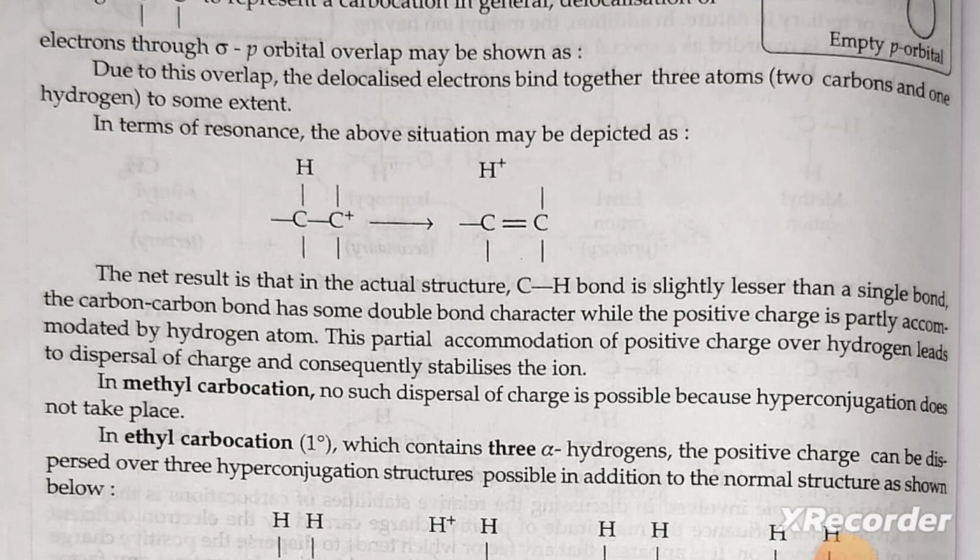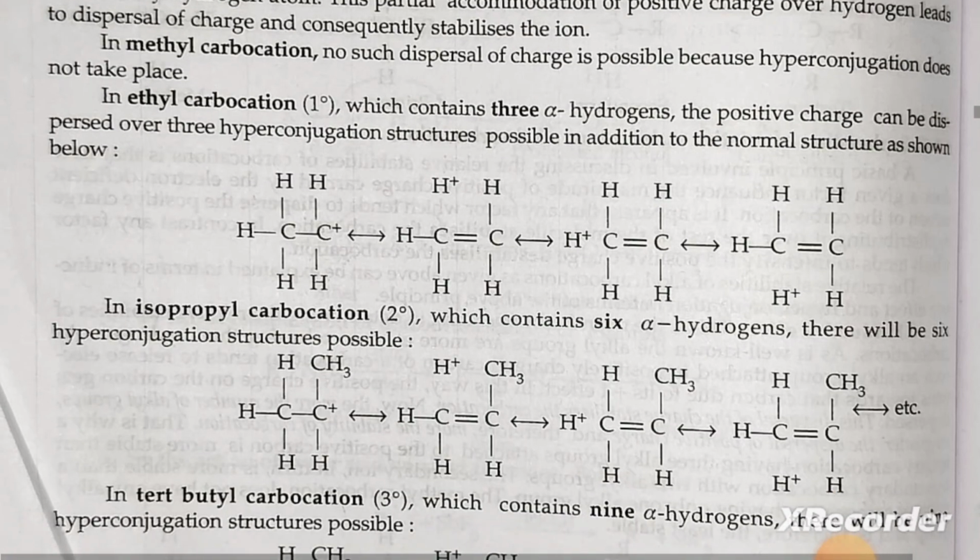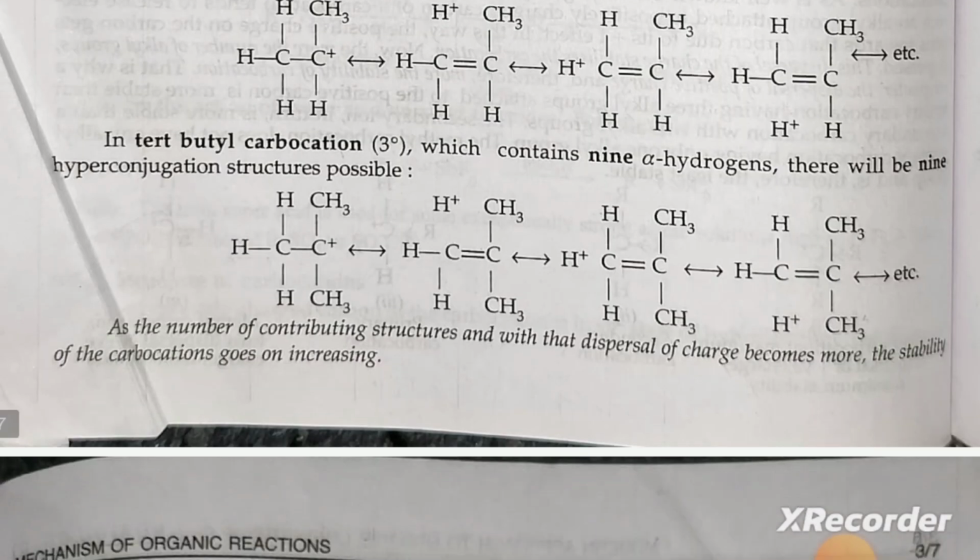In methyl carbocation, no such dispersal of charge is possible because hyperconjugation does not take place. In ethyl carbocation, 1 degree, which contains 3 alpha hydrogens, the positive charge can be dispersed over 3 hyperconjugation structures possible in addition to the normal structure as shown below. In isopropyl carbocation, 2 degree, which contains 6 alpha hydrogens, there will be 6 hyperconjugation structures possible. In tertiary butyl carbocation, 3 degree, which contains 9 alpha hydrogens, there will be 9 hyperconjugation structures possible. As the number of contributing structures and the dispersal of charge become more, the stability of the carbocation goes on increasing.